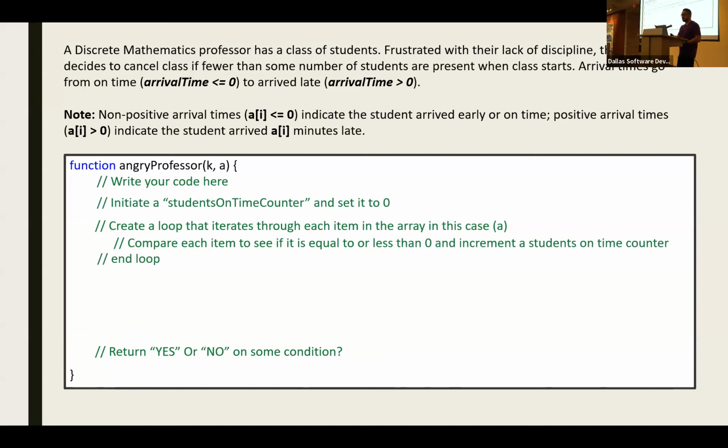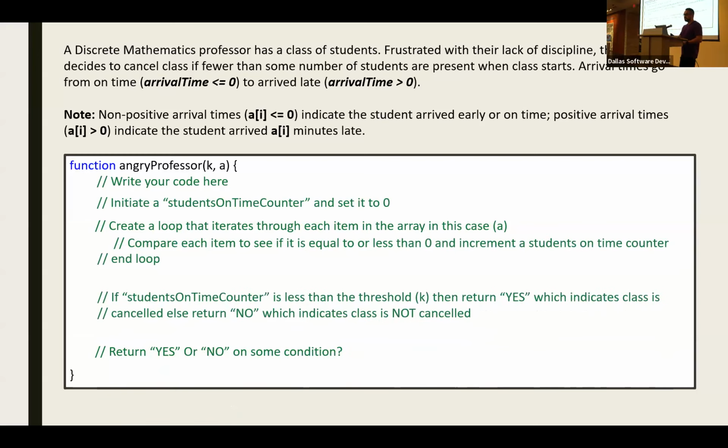And then we're going to end the loop. And then we're going to continue down and we're going to say, you know what? If the students on time counter is less than the threshold, then return yes, which indicates class is canceled, else return no, which indicates class is not canceled. And since we are returning right here, we don't need that last bottom statement, so we're good to go.